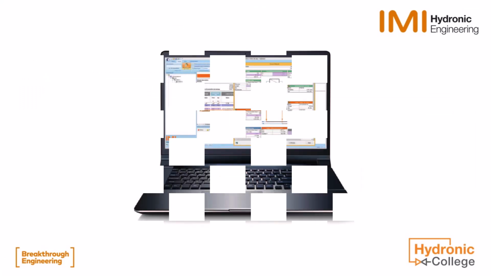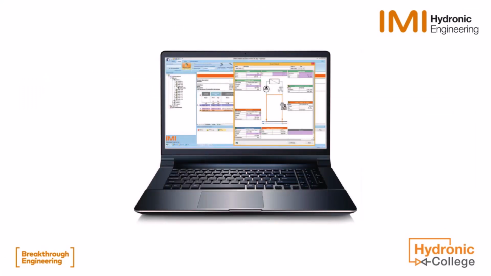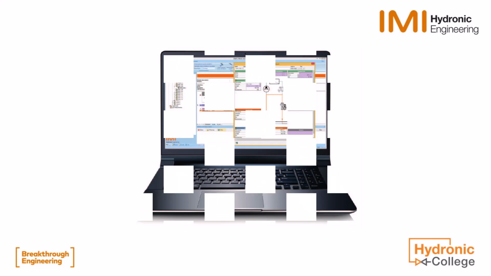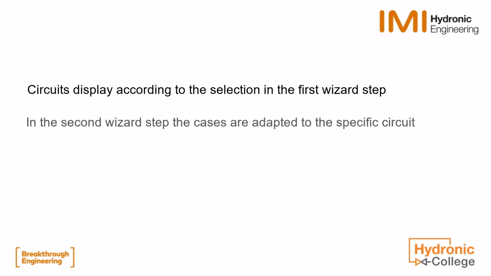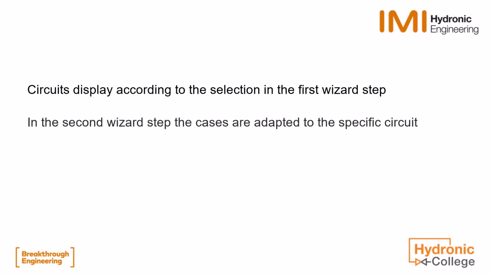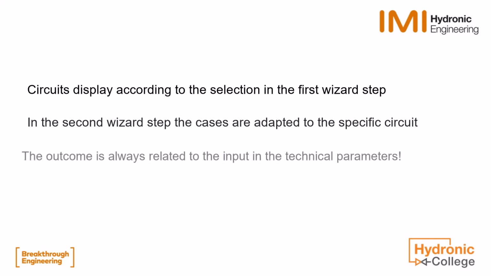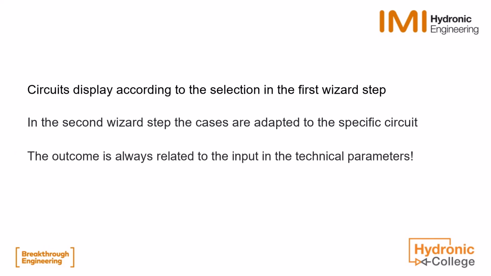So, here was some more detailed information about the different hydronic circuits in HySelect. The most important intel to remember is that circuits display according to the selection in the first wizard step. So take care when taking this first step. In the second wizard step, the cases are adapted to the specific circuit. The outcome is always related to the input in the technical parameters. And practice makes perfect. Good luck with the project calculation in HySelect and see you in one of the next videos.